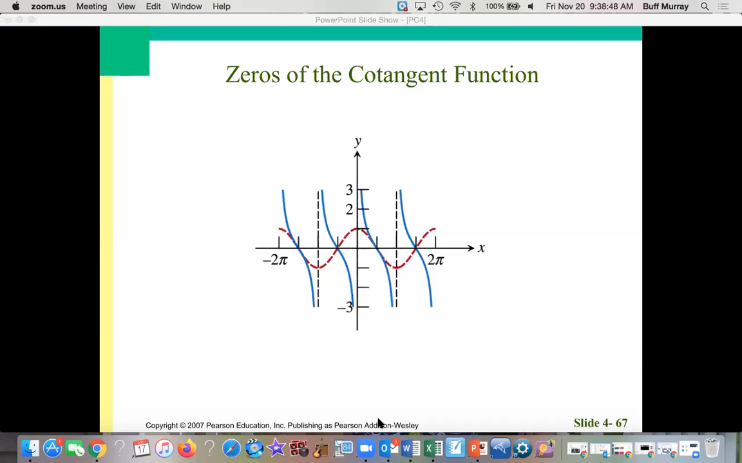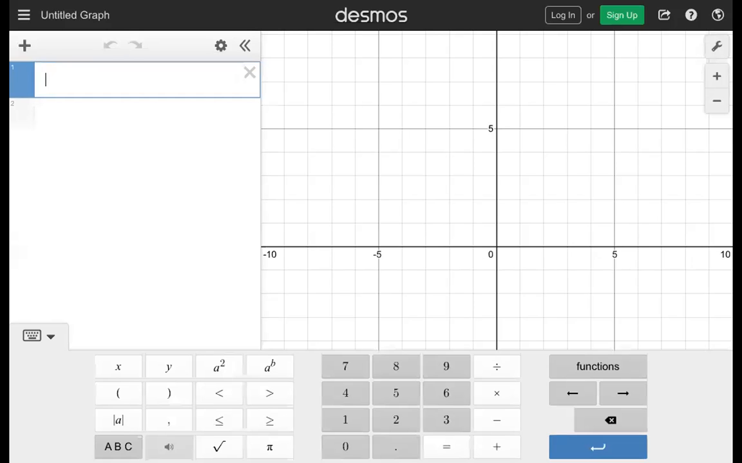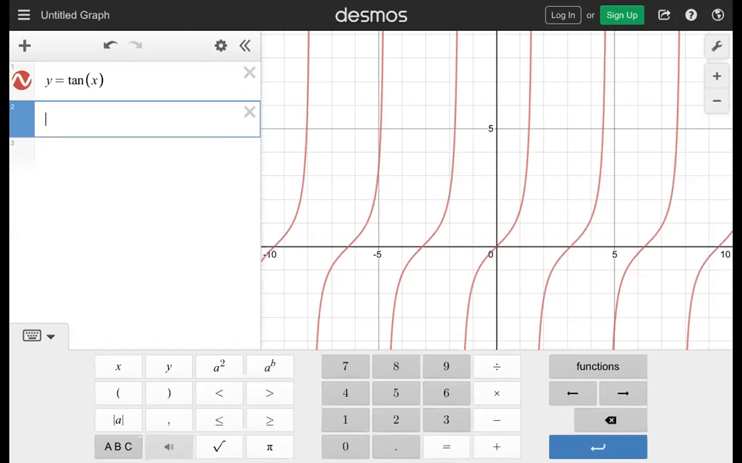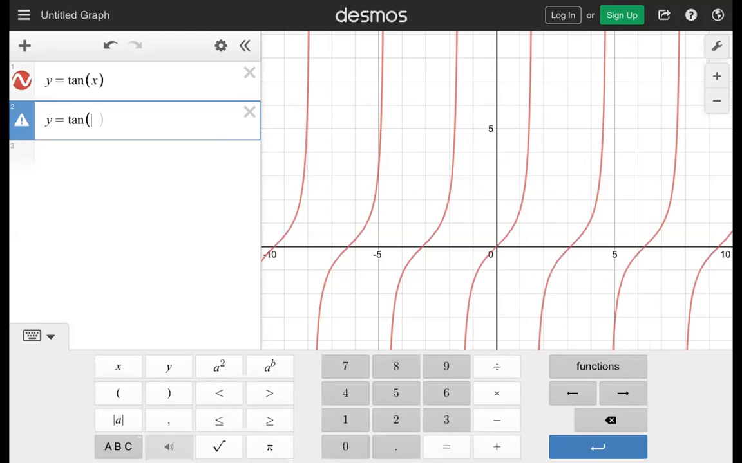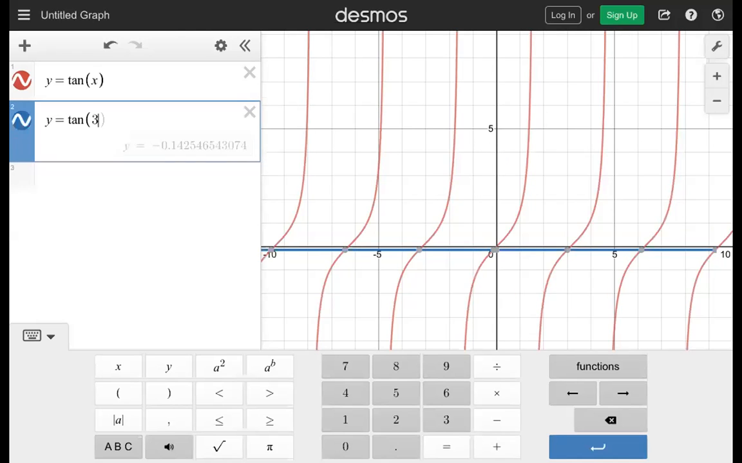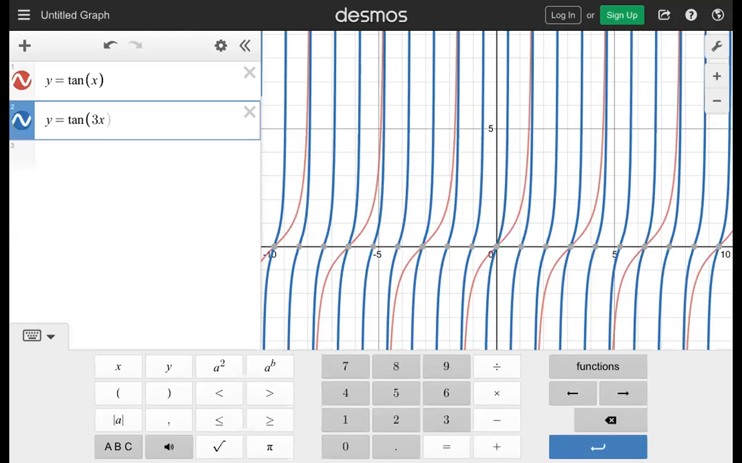I want to go back to that. Sorry, I changed my mind. Now, if the period is pi, we can change the period of a tangent or cotangent graph. Y equals tangent x. Just as we change the period of those sinusoids, this is going to change the period of tangent. Tangent of 3x. Well, what did that do? That made the period smaller, didn't it?